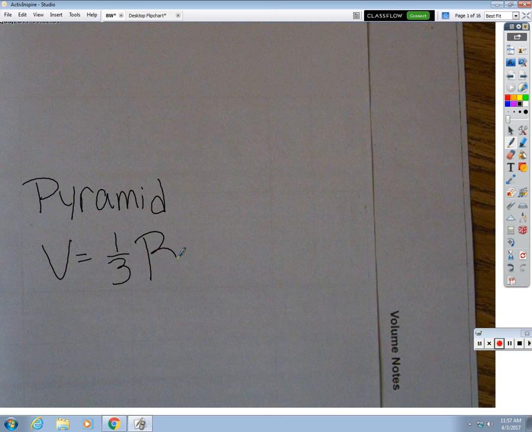Okay, right below that, we're going to write pyramid. Volume equals 1/3 big B times H. That will be revealed to you tomorrow. It is a secret today. Why 1/3? You're going to find out tomorrow. Today, all I want us to focus on is naming the shape, knowing what the bases are, what shape the bases are, how to find this big B, and how to find that little h. And tomorrow we're going to worry about the 1/3.